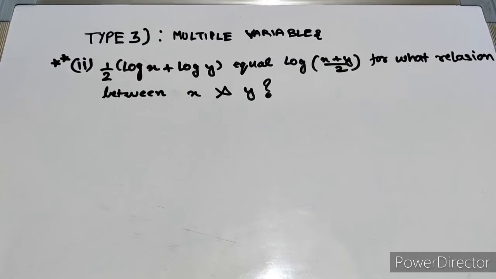Now let us look at another question from type 3, which is the multiple variable type. It is a very tricky question because it involves a concept which some of you may not have studied. So first try by your own. If you don't get it at all, then see my solution.